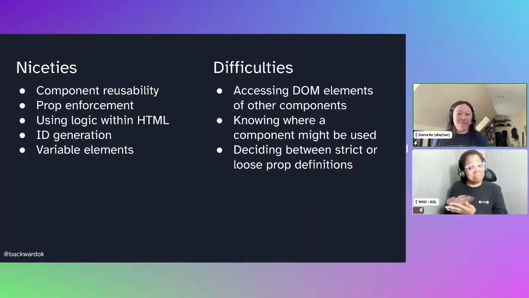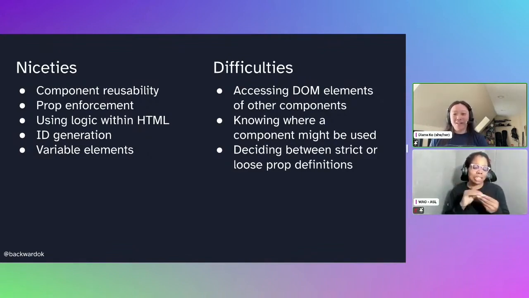Starting with the niceties. First, component reusability. This can help with standardizing accessibility, including using semantic HTML and creating the desired structure, and reduce effort to fix accessibility issues. Second is prop enforcement. This allows us to require that component consumers pass in critical information for accessibility, like an input label or image alt text. Third, using logic within HTML. This lets us render certain elements or attributes conditionally, such as error messaging or the ARIA invalid attribute.